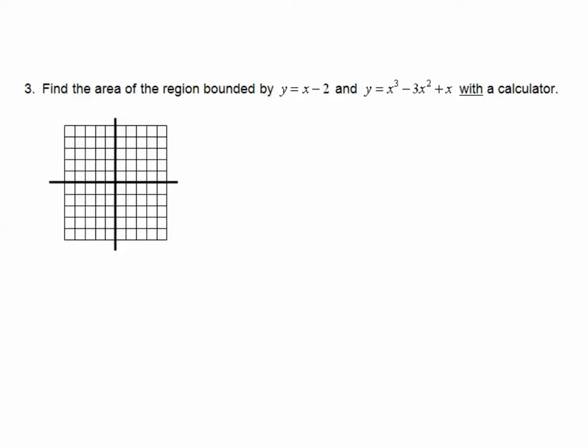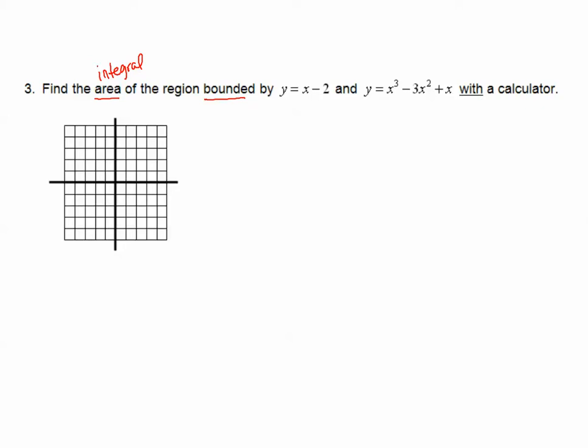Let's look at some more examples. Find the area, I remember area means integral, of the region bounded by y equals x minus 2 and y equals x cubed minus 3x squared plus x with a calculator. With a calculator doesn't mean that we have to use a calculator to help us graph, but we're going to have to do other things.